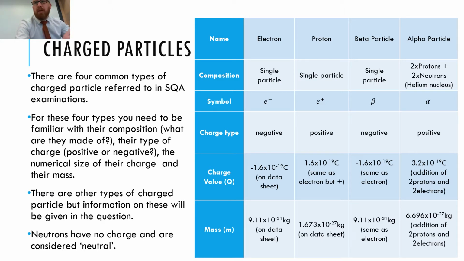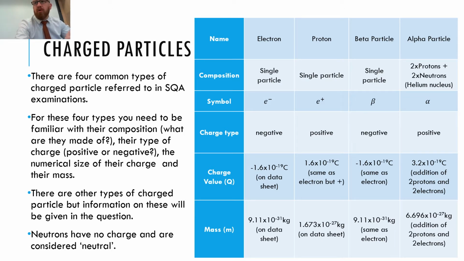So the first one is an electron. It's a single particle called a subatomic particle, has a symbol e with a little negative, it's negative charge, and it's minus 1.6 times 10 to the negative 19 coulombs. You will find that on the data sheet that you get along with any exam. And its mass is 9.11 times 10 to the negative 31 kilograms. Again, you'll find that in a data sheet.